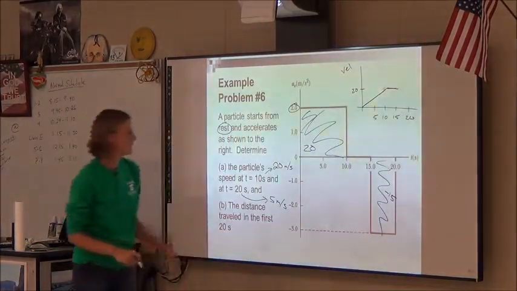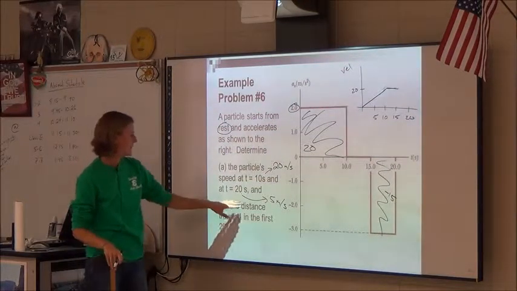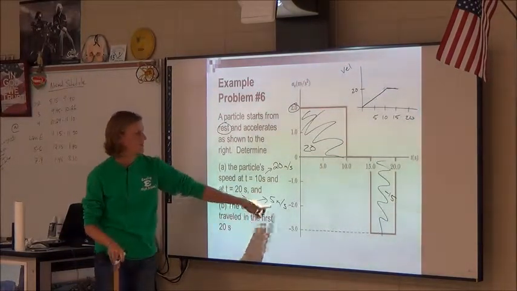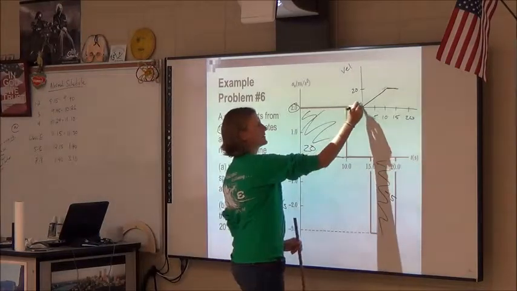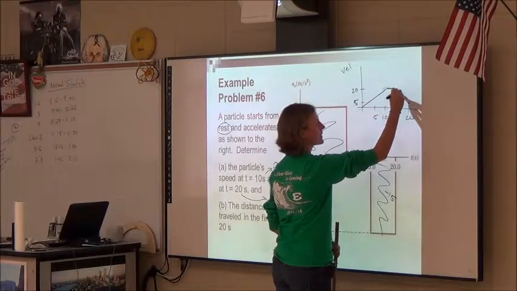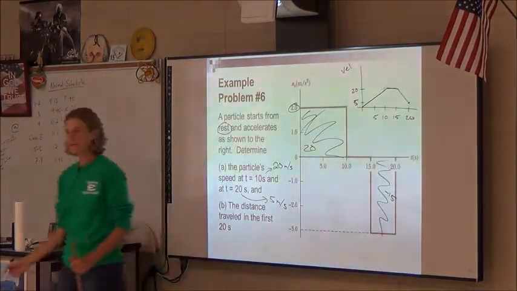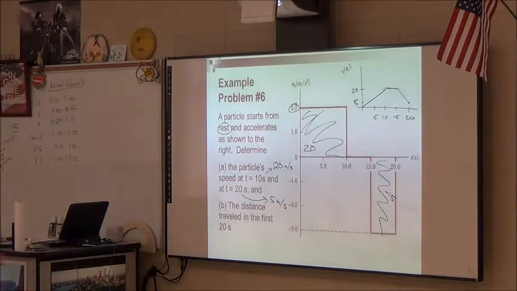And from 15 to 20, I end up at what speed? 5. So I got to mark that off. So that's my velocity graph. That kind of makes sense. Speeding up, stays the same, slowing down.